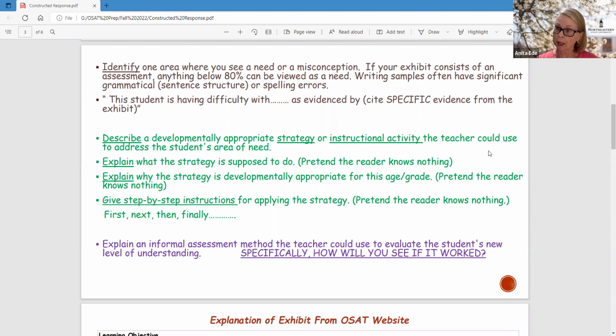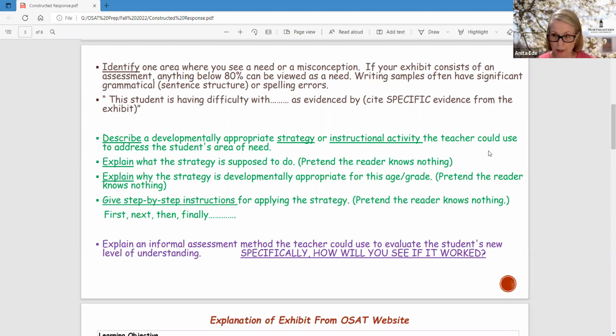So then in the next paragraph, you're going to describe a developmentally appropriate strategy or an instructional activity you could be doing with a child that would address this problem. First, you describe the strategy. Then you explain what the strategy is intended to do. What is the point of doing it? Then you're going to explain why the strategy is developmentally appropriate for this age or grade.